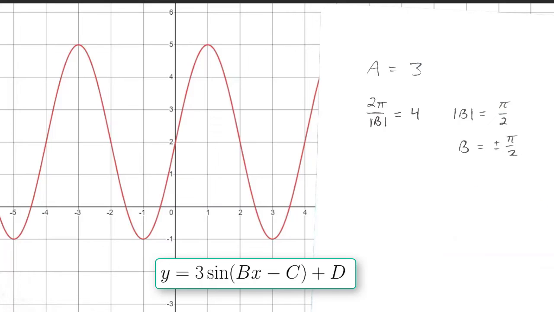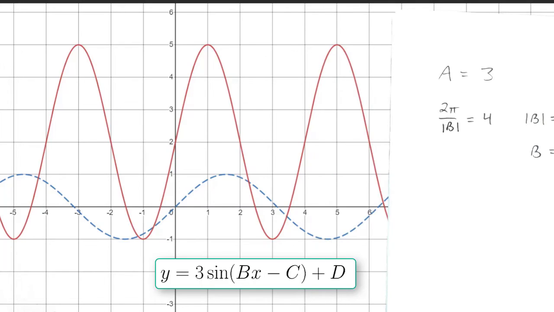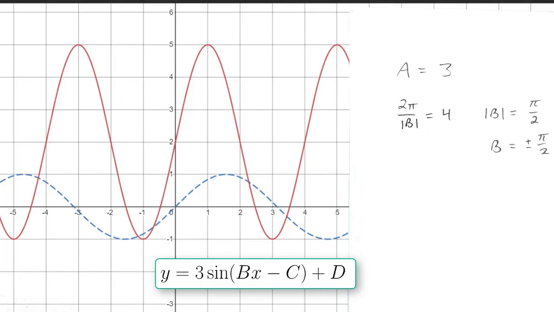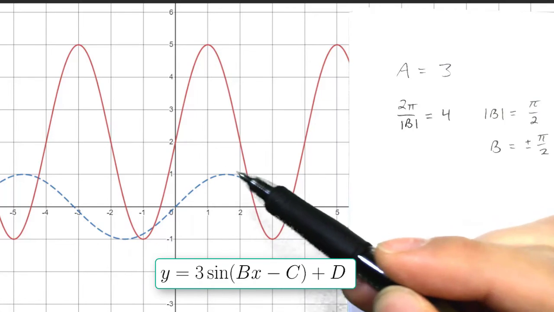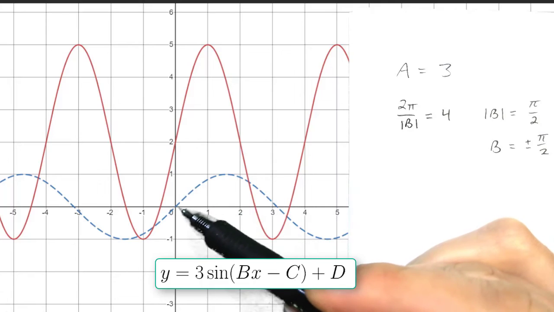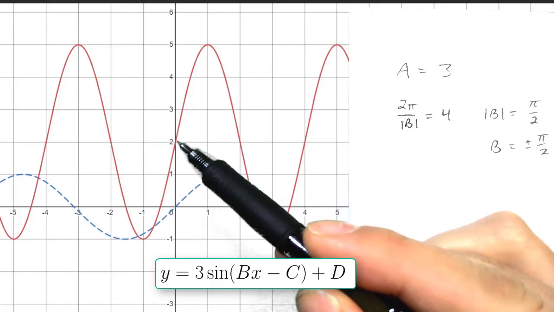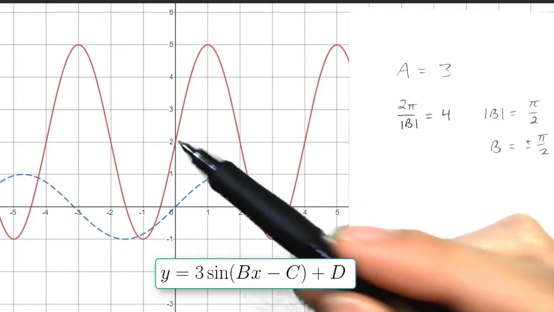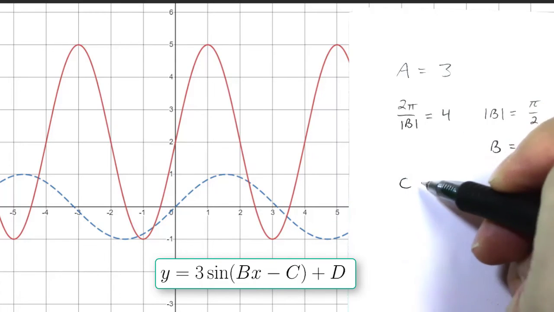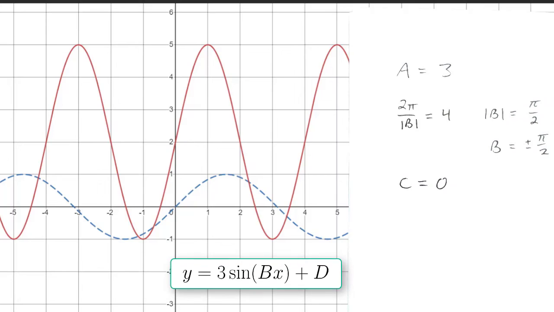Well, if I look at my original sine function, and I'll go ahead and plot it here, that's what the original sine function looks like. It doesn't look like it's been shifted to the left or right at all, because right where the original sine function crosses its midline at the origin, that's exactly where this function crosses its midline. So it doesn't look like that's been shifted to the right or to the left. So it looks to me like c is equal to 0.